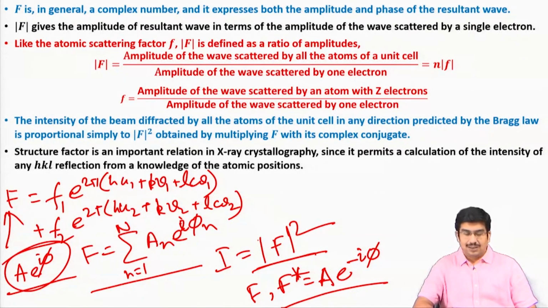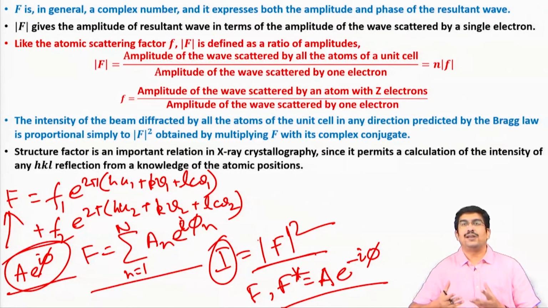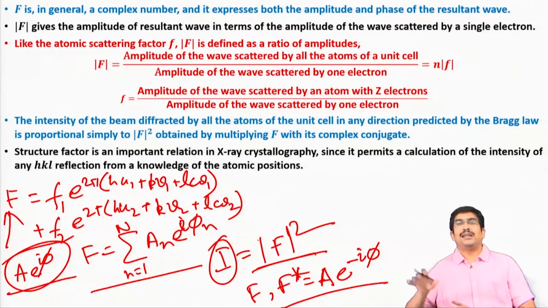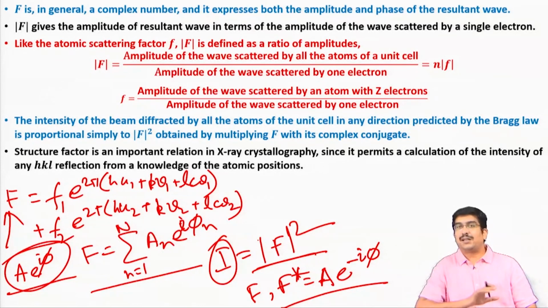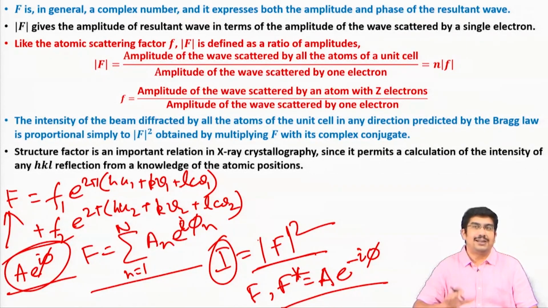So, the importance of the structure factor calculation is that this is a very important relation, and it permits a calculation of the final intensity of the diffracted beam coming out of a unit cell of any shape, of any kind of crystal system. The intensity of the diffracted beam for a particular h k l reflection, meaning for a particular h k l set of planes satisfying the diffraction condition, irrespective of the crystal system, we can calculate simply by calculating its structure factor.